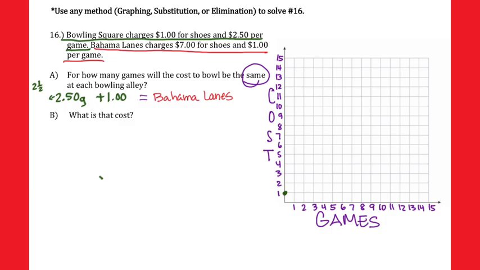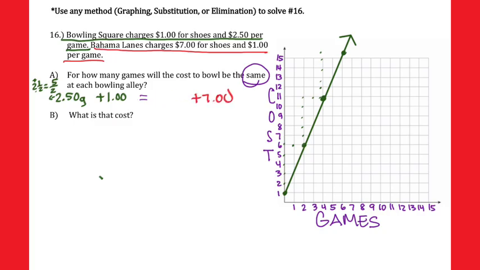So my slope on Bowling Square is 2.5, so I have to change that into a fraction, so I can do my rise over my run if I'm going to solve by graphing. My y-intercept is 1, my slope is 2/5, and I graph that line.